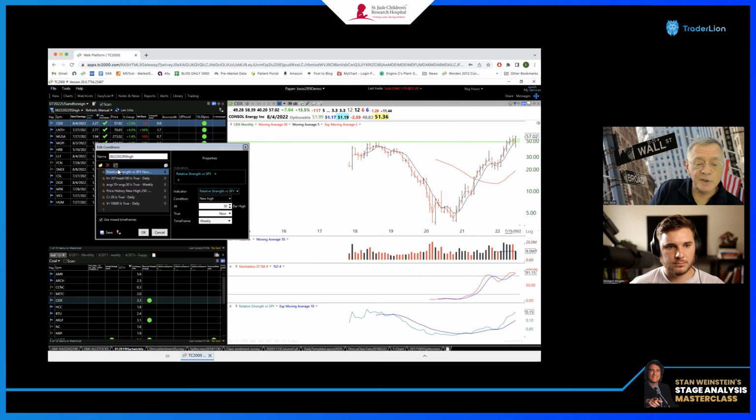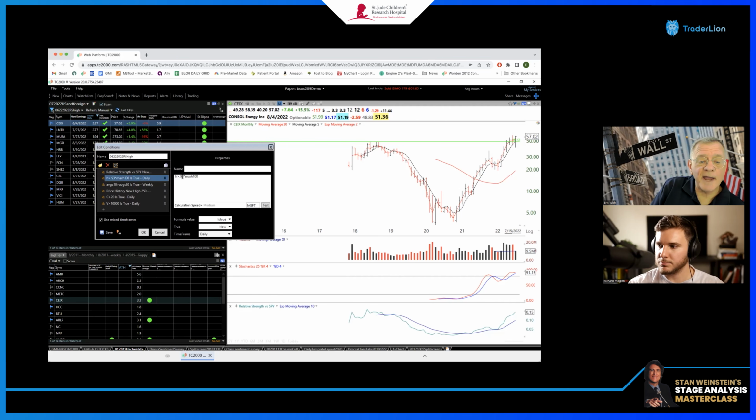The first one is the relative strength is at a 50-week high. That means that the stocks, this is one of the stocks. Do you see this is the relative strength line here? It's at the highest it's been in 50 weeks. The stock is now within 7% of its highest daily close of its 100 days.